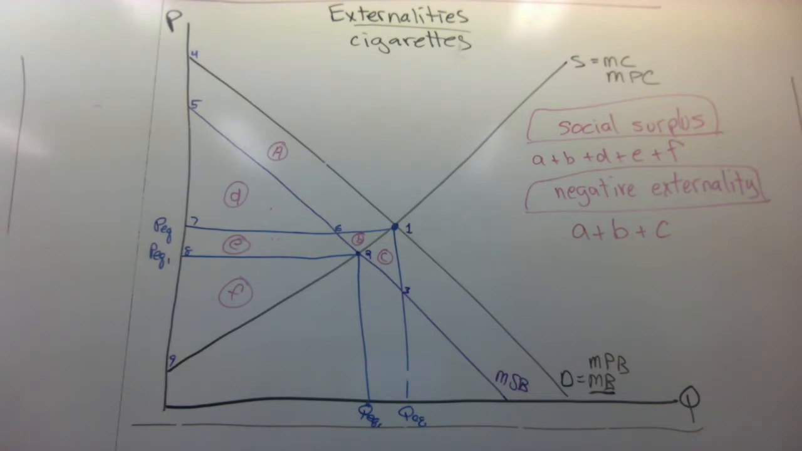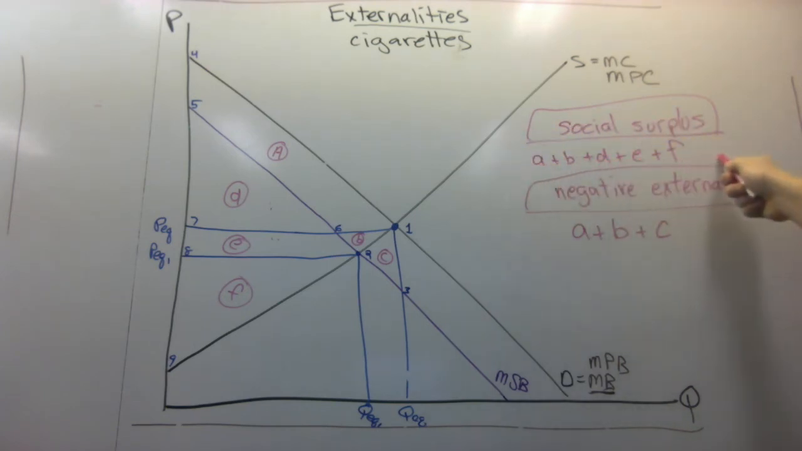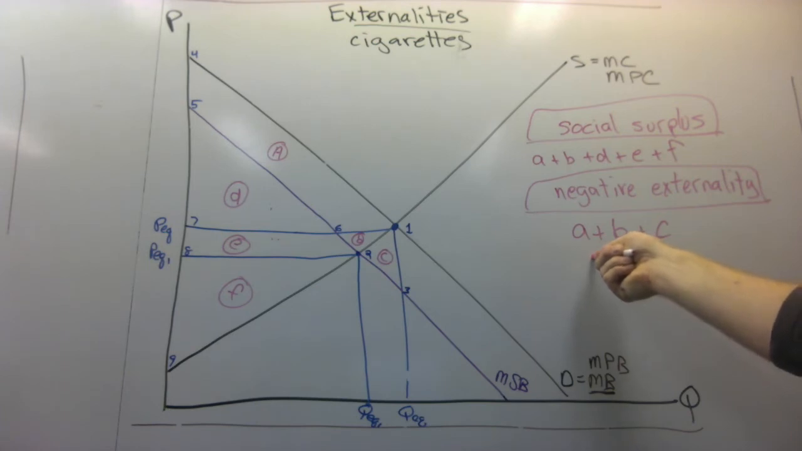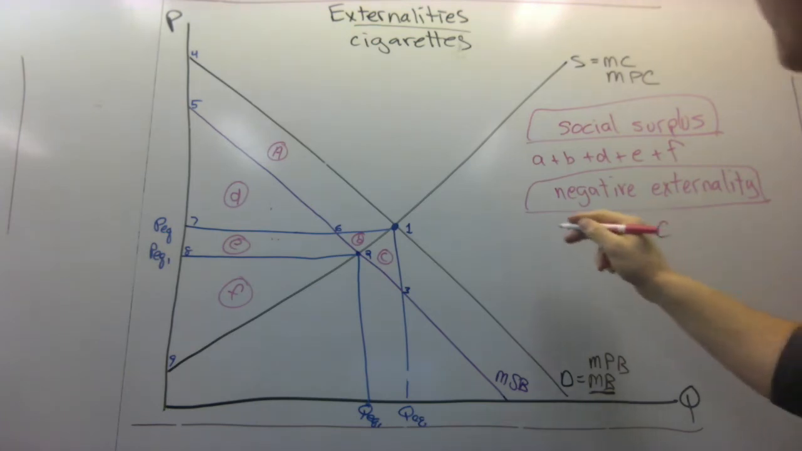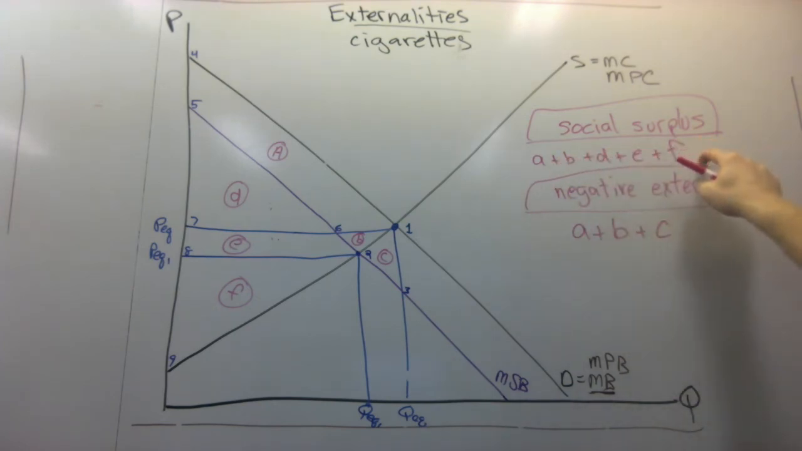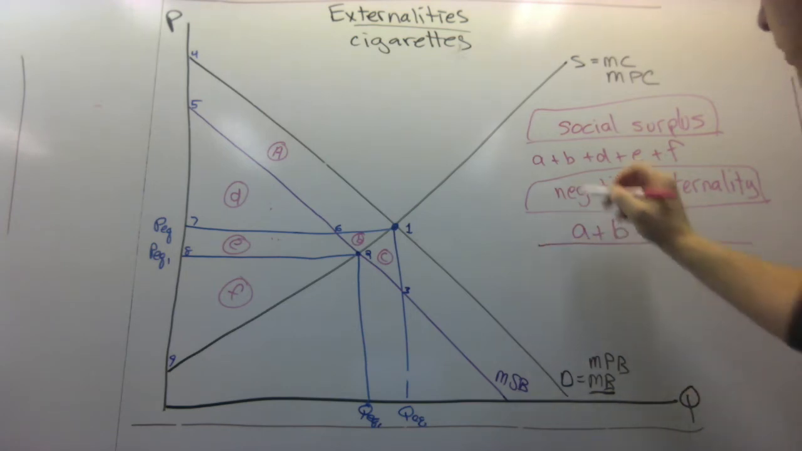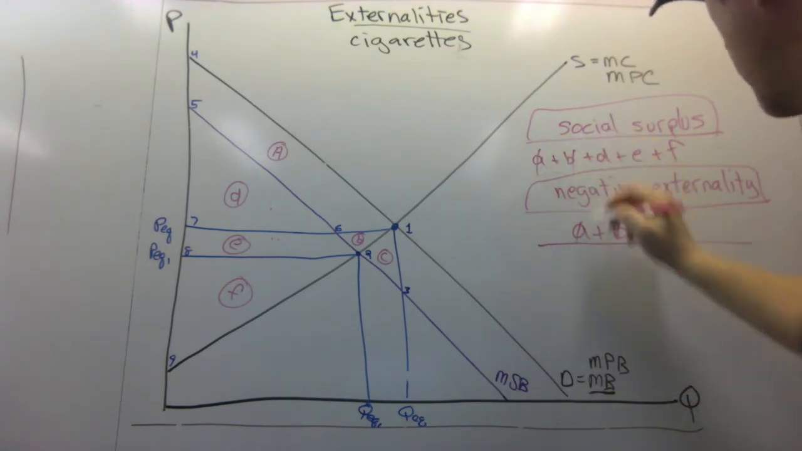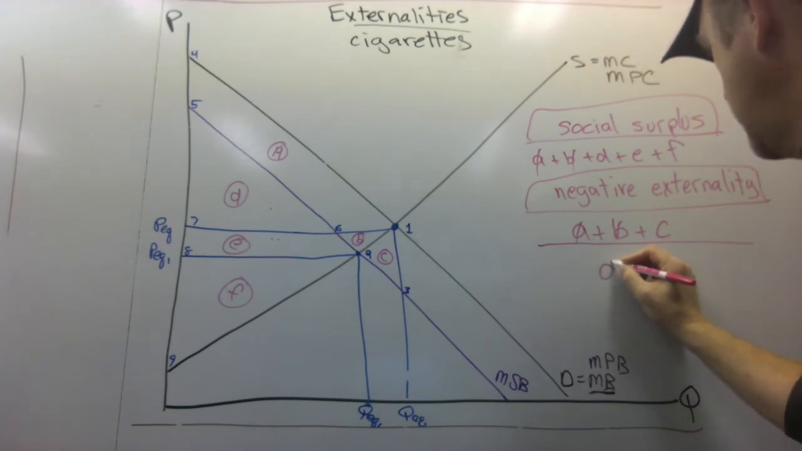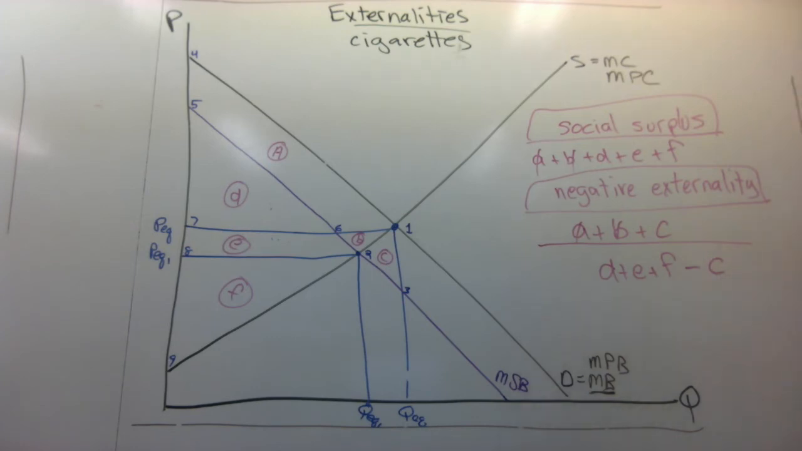So if we look at the social surplus accounting for the externality, we can take social surplus at market equilibrium and subtract the negative externality. So let's do that, right? So we have A plus B plus D plus E plus F minus A plus B plus C is going to equal, well, let's just cross out the common terms, D plus E plus F minus C.